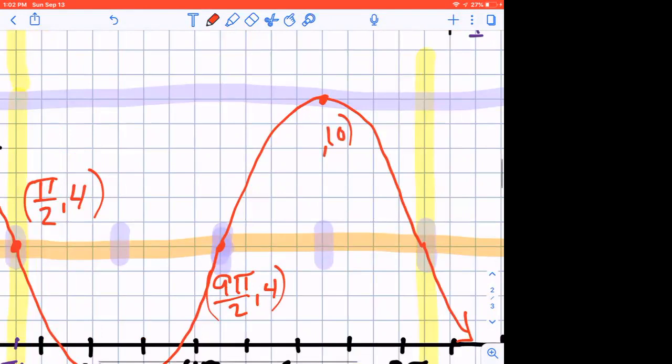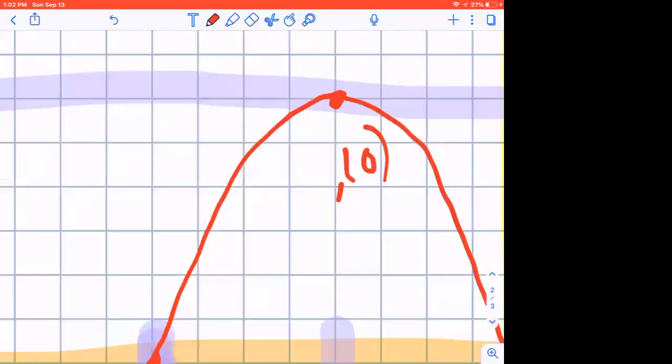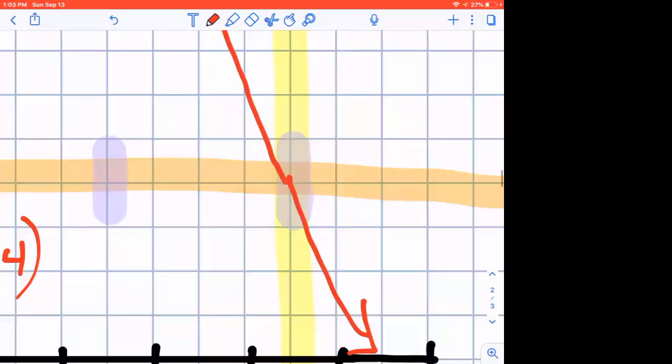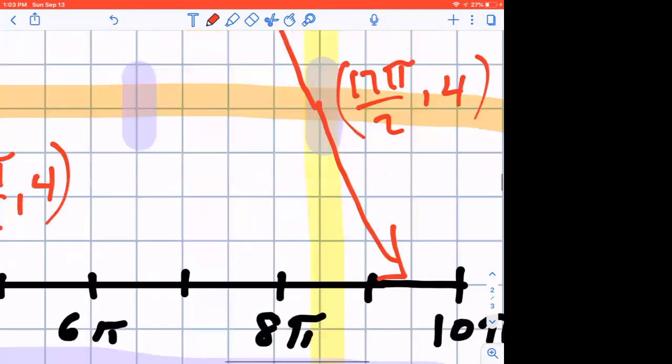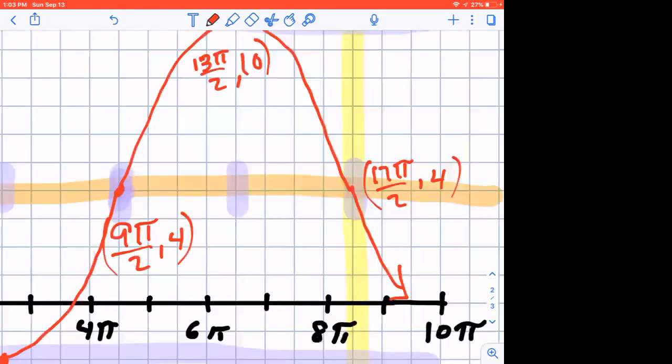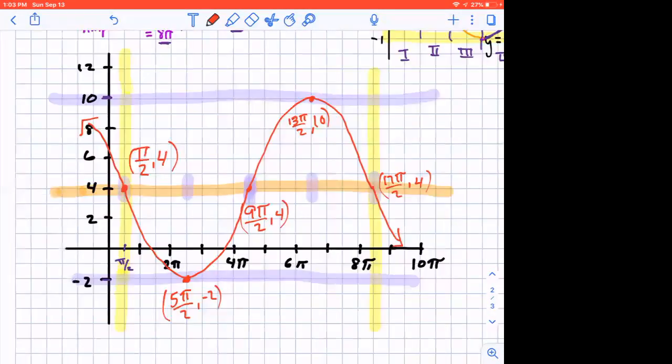And we're at 6½ pi, so that's 13 pi over 2. And then finally, we're at 8½ pi, so that's going to be 17 pi over 2, and at 4 again in our y direction. All right, so there is a very complete graph. These boxes that I've highlighted and marked, you can totally use dashed lines for those and leave them on your graph. You can certainly use color the way I did if you like. But that gives you your rough general sketch of a sine graph.